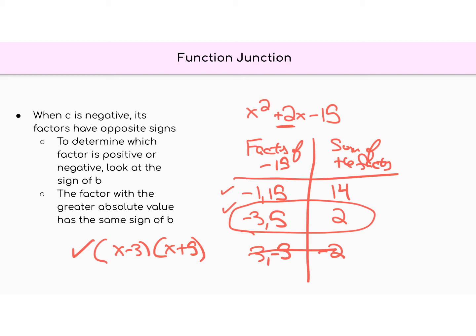Okay, so our quick key takeaways. When c is negative, the factors have opposite signs. We have a negative and a positive. To determine which factor is positive or negative, we have to look at the sign of b. And the factor with the greater absolute value has the sign of b. So in this case, we want more positives than we do negatives when we choose our factors.